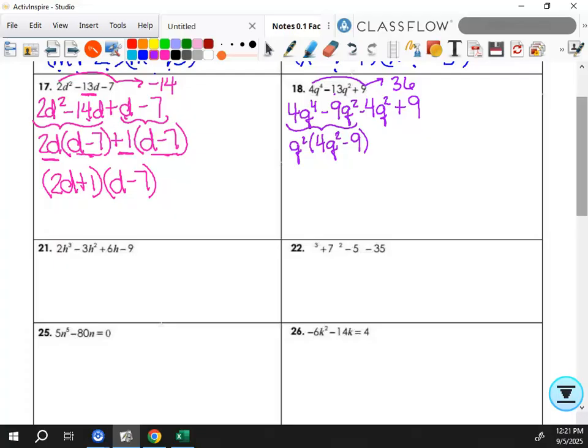If the first term in the second group is negative, you have to factor out the negative, okay? There really isn't anything else they have in common except a -1. So I'm going to factor out a -1. When I do that, the negative 4q squared becomes positive 4q squared, and the plus 9 becomes minus 9. Then I can see that my parentheses match, so I'm good to move on. I make these into a binomial, so I get q squared minus 1 times 4q squared minus 9.